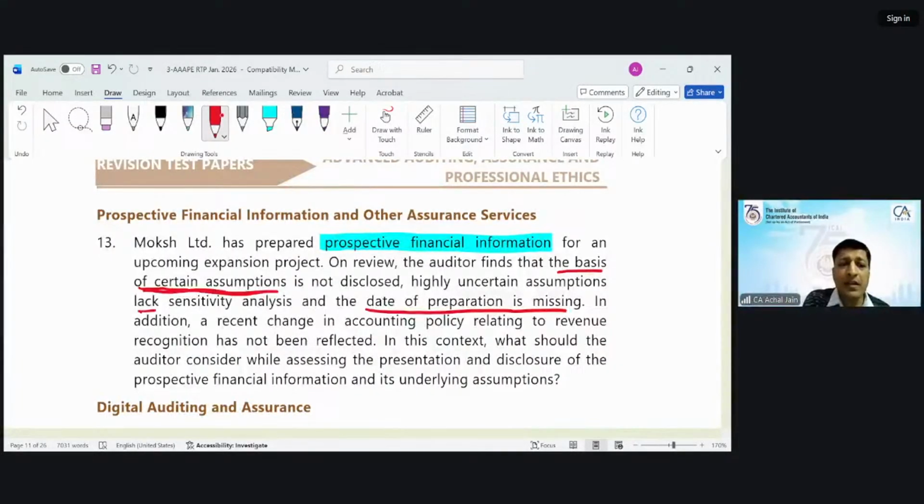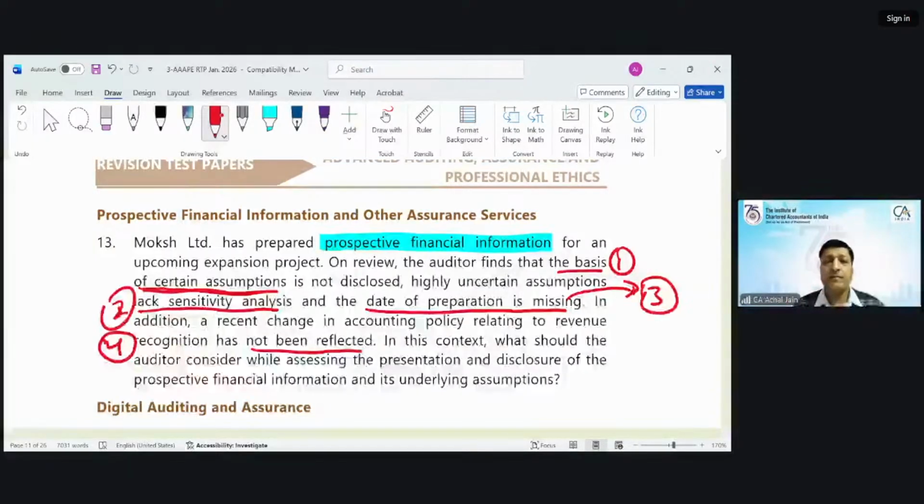Okay, so you can say there are three observations. Basis not disclosed, then the sensitivity analysis missing, and of course the date of preparation is missing. In addition, a recent change in accounting policy relating to revenue recognition has not been reflected. Okay, so this is the fourth observation, one can say. In this context, what should the auditor consider while assessing the presentation and disclosure of prospective financial information and its underlying assumptions? Okay, yes, over to you.